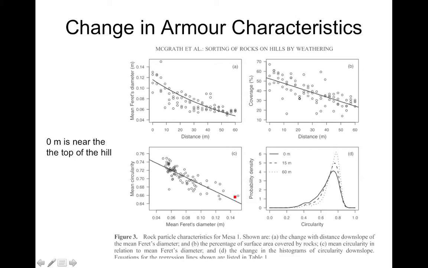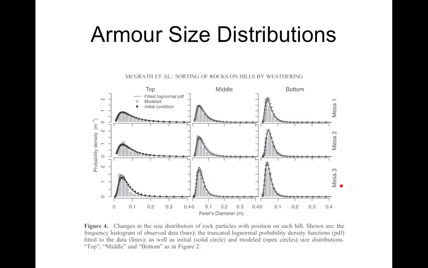So the largest rocks at the top of the hill are less circular, more angular than the rocks at the bottom of the hill, which are smaller and rounder, which suggests a weathering process. And you can also have a look at histograms of the circularity, and you can see that the circularity doesn't change too much, only a little bit, as we go down the hill.